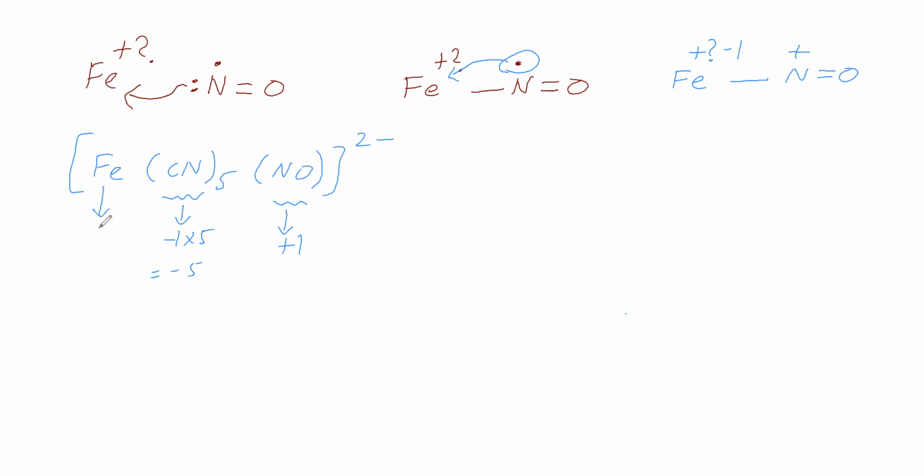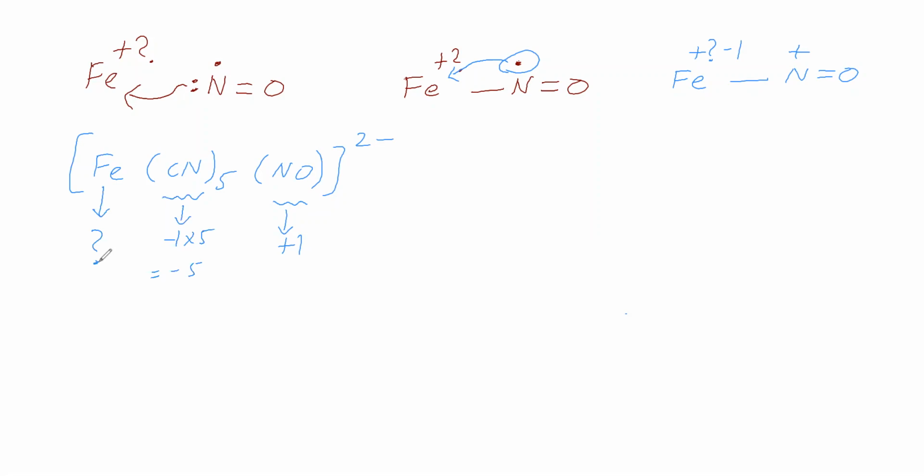Therefore, what is the oxidation number of iron in the nitroprusside ion? For cyanide -1, 5 times is -5, NO is +1, and the total charge is -2. So what is the value, do you say?